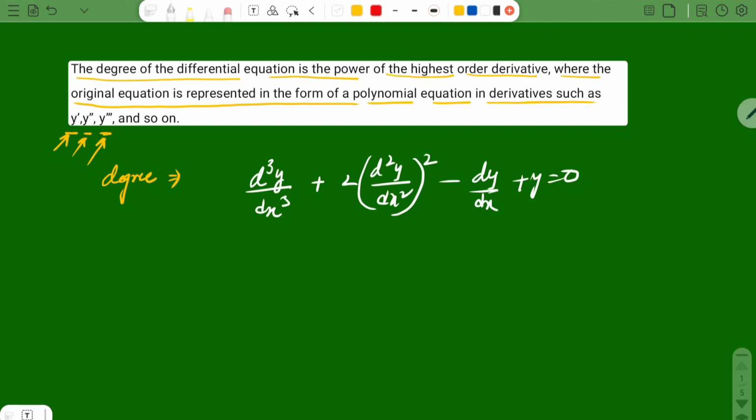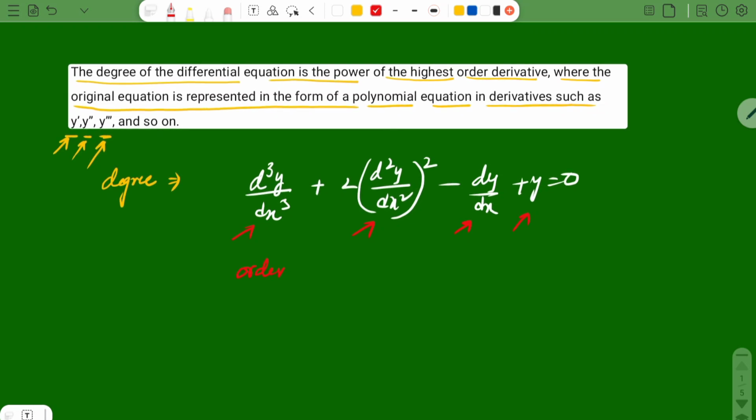Then what is the degree? Degree relates to the highest order. First identify which has the highest order. It is differentiated 3 times, this 2 times, this 1 time, and this is a function. So I can surely say that order is equal to 3. Then what is the degree? The exponent of the highest order derivative is the degree, which means here the exponent of the third order derivative is 1. Then I can say the degree is equal to 1.